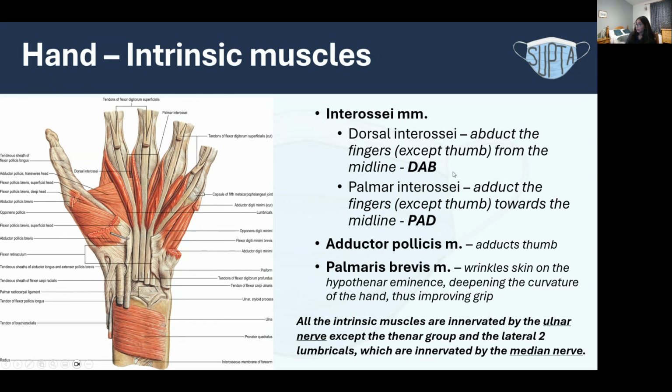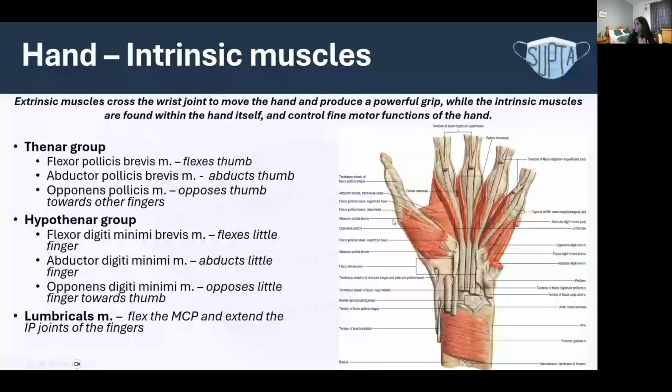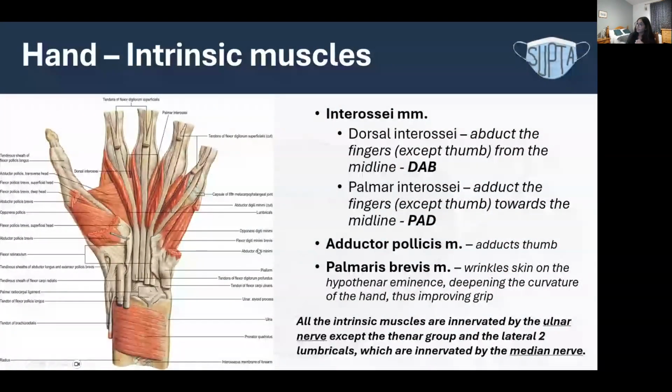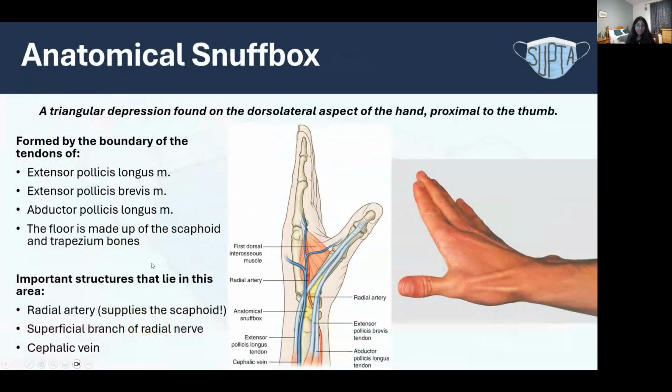Next, we have our innervation. That's important too. All of the intrinsic muscles are innervated by the ulnar nerve, but the thenar group and the lateral two lumbricals are different. Where is our thenar? This is our thenar, and these are our lateral two lumbricals right here. Because of the location, they are innervated by the median nerve. So that's basically it for your muscles. I know it seems like a lot, but if you keep reading the names, you will be familiar with all the functions. The innervation's quite straightforward.